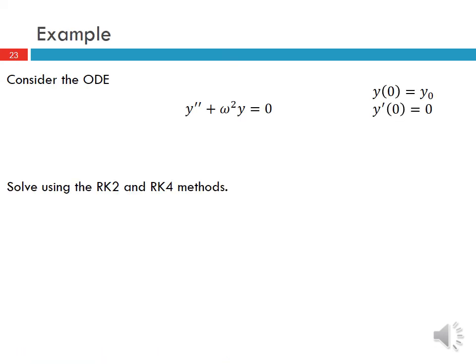So let's look at an example. Let's consider the ODE here. y double prime plus omega squared y equals 0 with initial conditions y of 0 is equal to y naught and y prime of 0 is equal to 0. And we're going to solve it using the RK2 and RK4 methods.